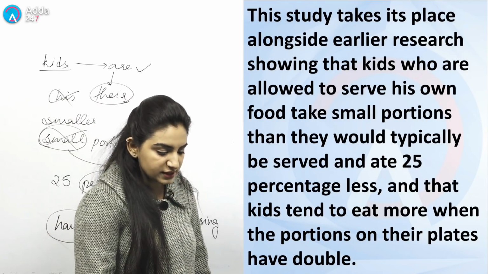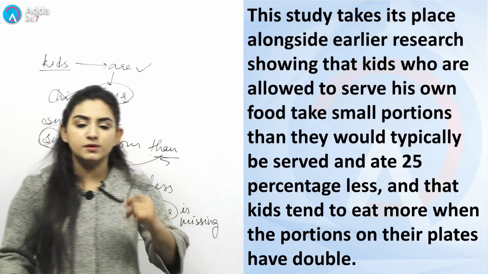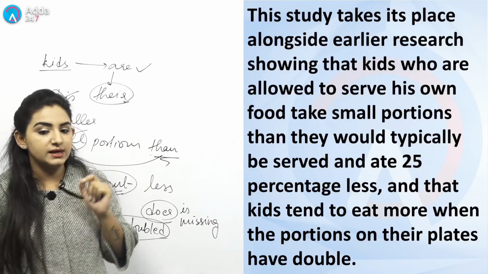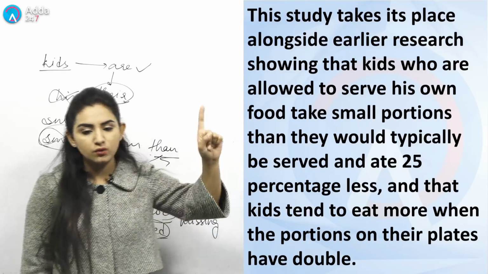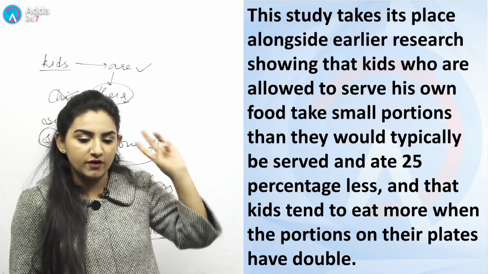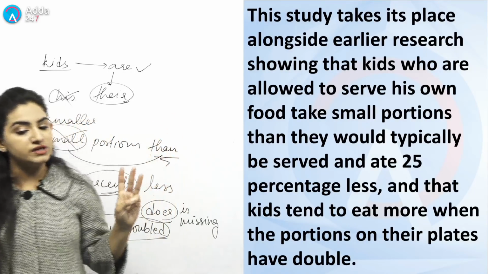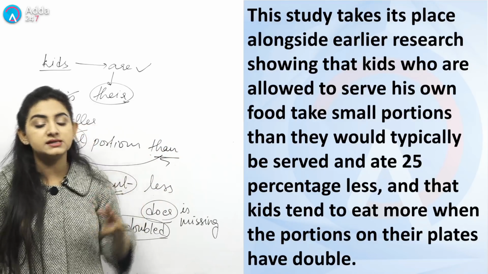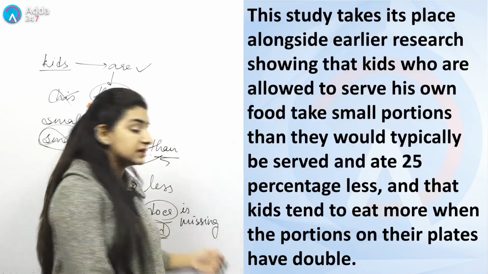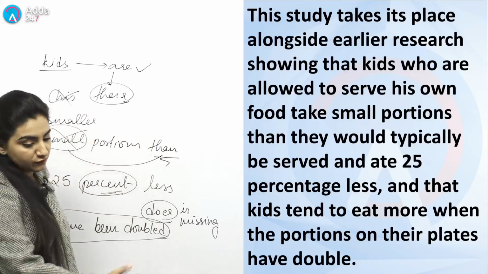So the correct sentence, altogether the correct sentence will be, the study takes its place alongside earlier research showing that kids who are allowed to serve their own food take smaller portions than they would typically be served, and 25% less, and that kids tend to eat more when the portions on their plates have been doubled. जब उनको double कर दिया जाता है. But who does that? You don't know. So we will use passive form in this sentence. ठीक है?